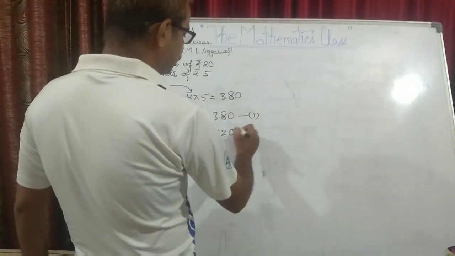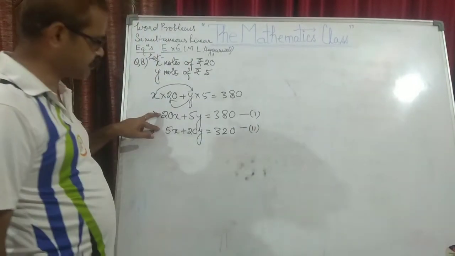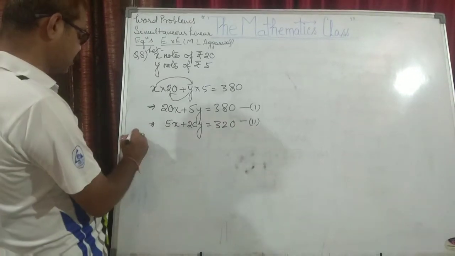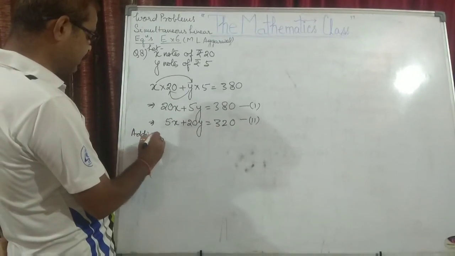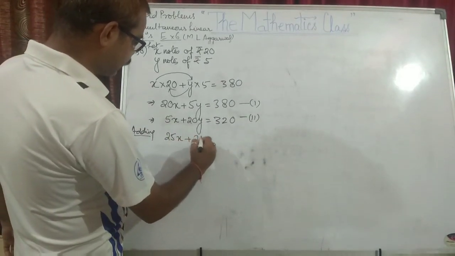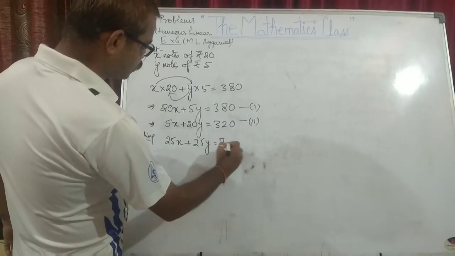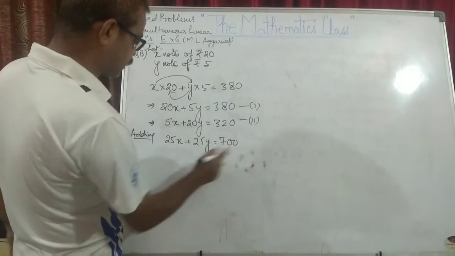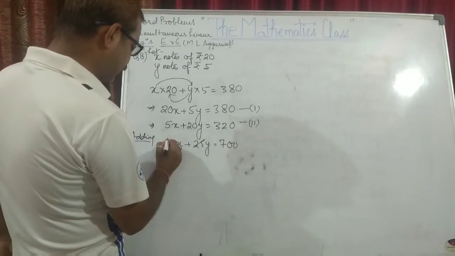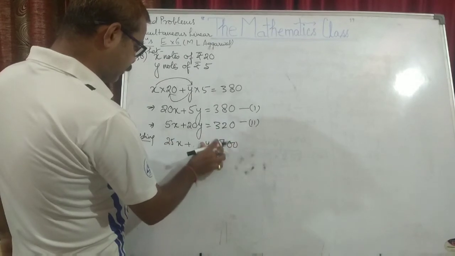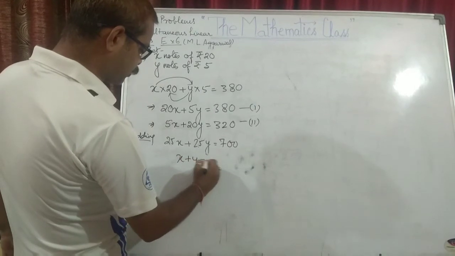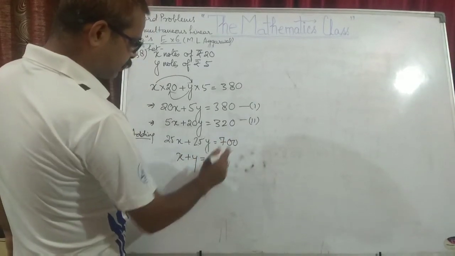Now we have to solve these equations, and we know that if we have these types of equations, we generally add and subtract. Once we add and once we subtract. So when you add these two equations, 25x plus 25y is equal to 700. Now 25 is common, so I am dividing both the sides by 25. So I will be getting x plus y is equal to 28.